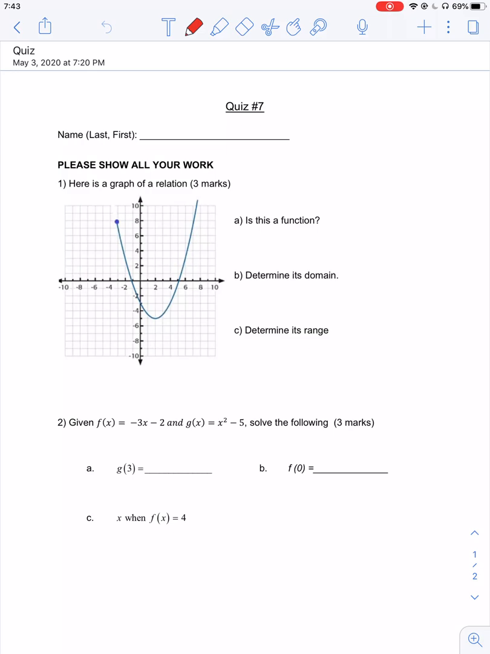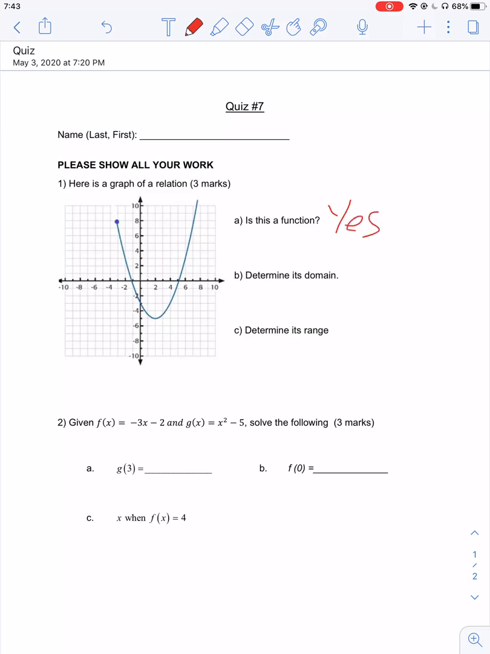The first one should have been easy, right? Is this a function? The answer is yes, because it passes the vertical line test, right? At every single point, if you draw the vertical lines, it'll only intersect your graph once, okay? Because it's only intersecting once, that means this is a function. So this one was, I think, well done.